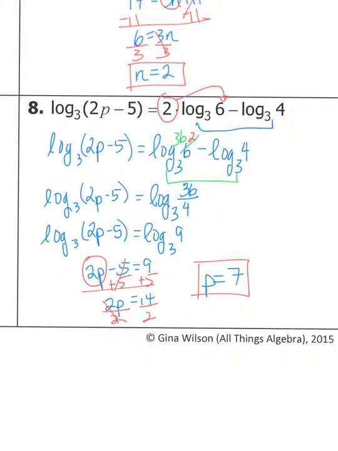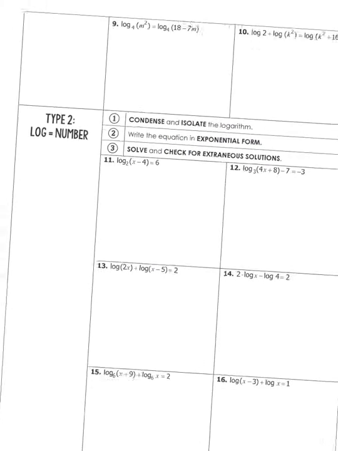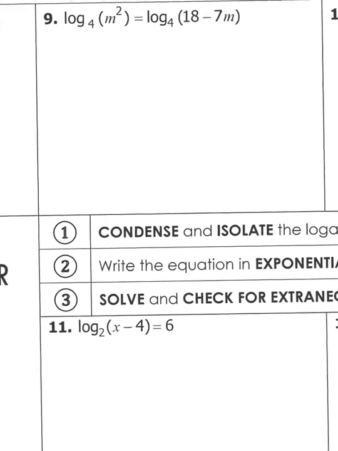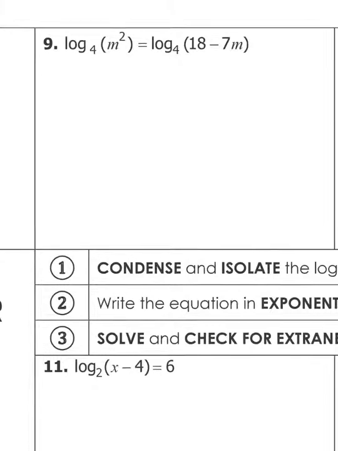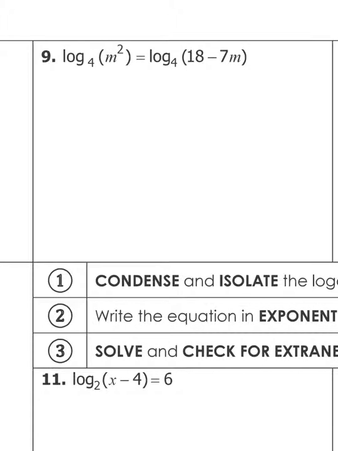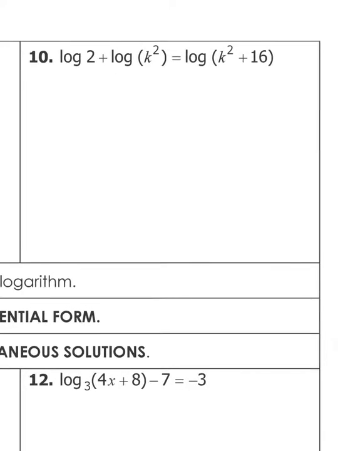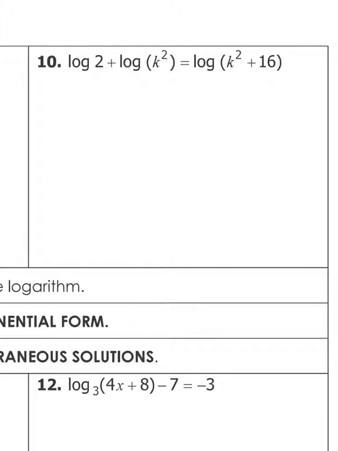All right, let's look at the back page. All right, so the only difference with these, let's look at not 9, let's look at 10. So 9 and 10 are going to require some factoring. So let's look at 10. 10, you're still going to have to compress these into one log by multiplication. So you get log of 2k squared. I just multiplied the 2 and the k squared equals log of k squared plus 16.